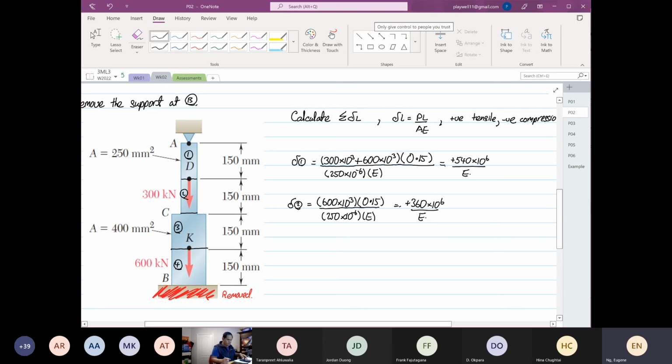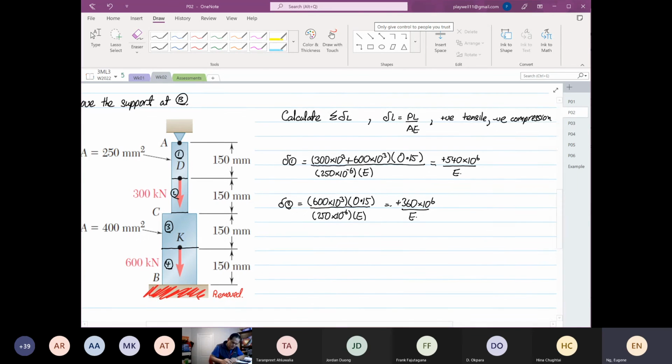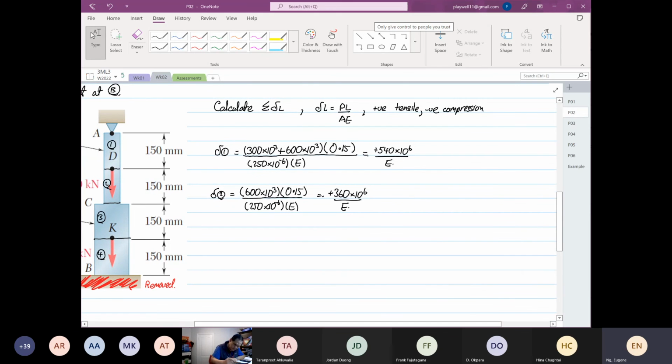Now, some of you might have issue with converting from millimeter squared to meter squared. I'll do some side work because the rest are very repetitive. So from 250 millimeter squared.